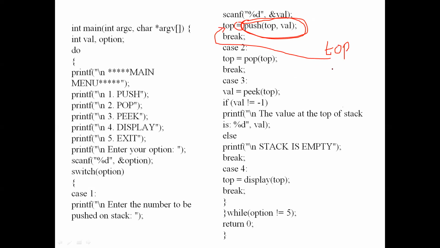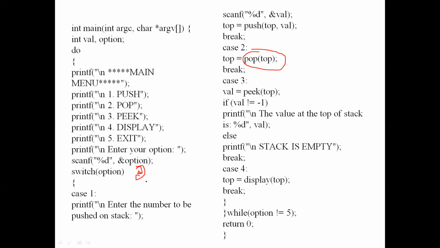Top is having some address, let it be 1000. The 1000 is stored in the top pointer variable. That's all. Now I can keep track of the top element of the stack, and obviously this is the first element we have inserted. So that is the top element of the stack. For example, I'm calling the pop function. I'm giving the option here as 2.